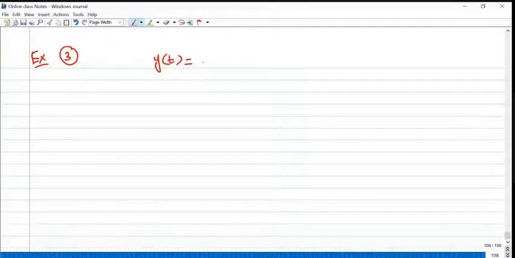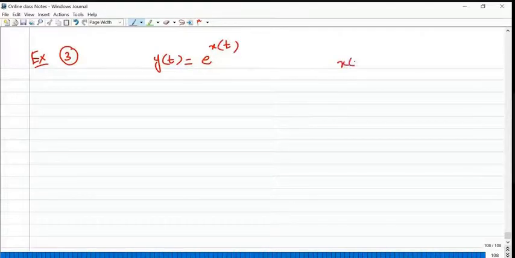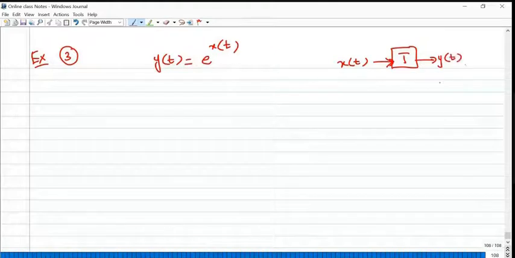The same procedure we have to apply for discrete time system also. So y of t equal to e power x of t. If you give input x of t to a continuous time system which has a transfer function, your output y of t is equal to e power x of t. So whatever input you are applying to the system, it takes e raised to that particular input. That is the output of the system. So this is the given system behavior.